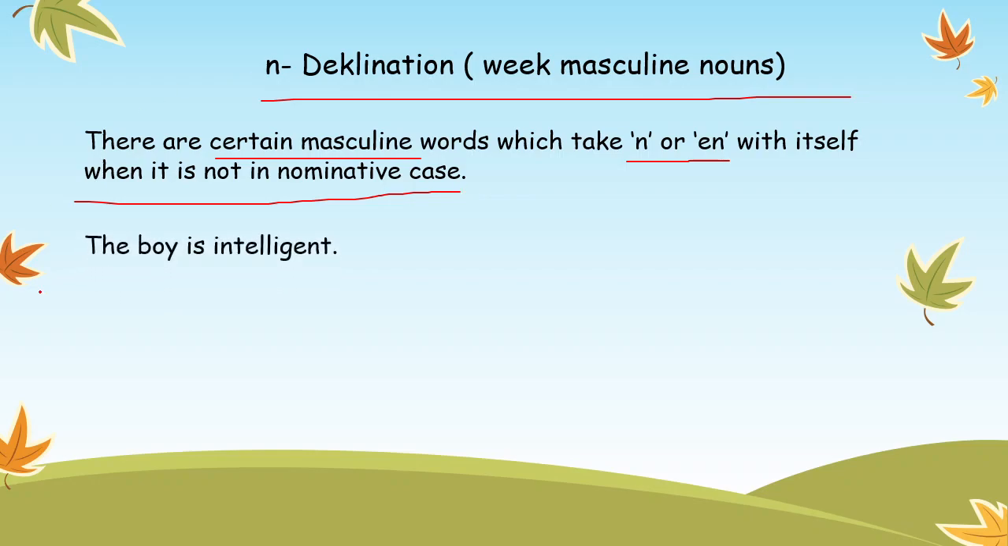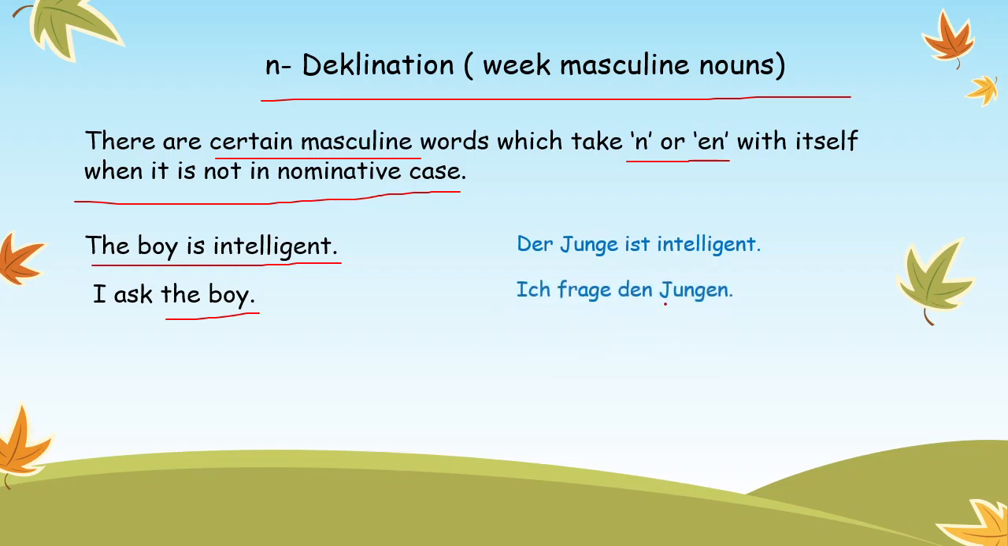Let's see. The boy is intelligent. I ask the boy. Here the boy is in the accusative. Ich frage den Jungen. So we add that N. Why do we add that N? Because Junge is a weak masculine noun. And in the nominative case, we do not add N.